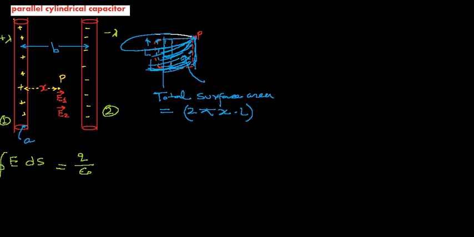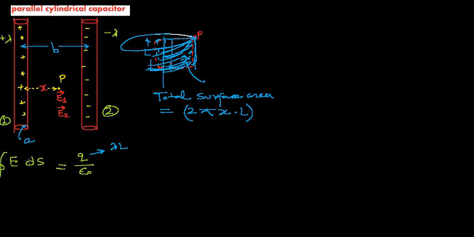Okay, this is the total area. Now, what's the total charge inside this surface? Because the total length is L and the charge per unit length is lambda, the total charge Q will be lambda into L.